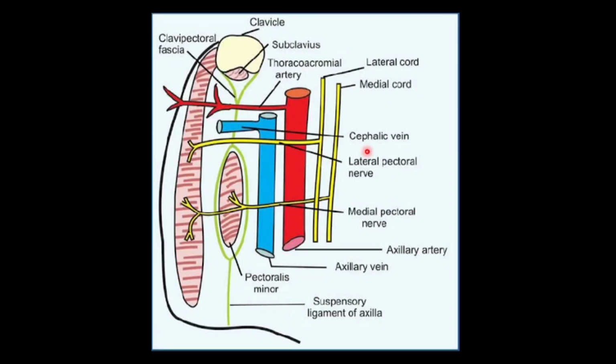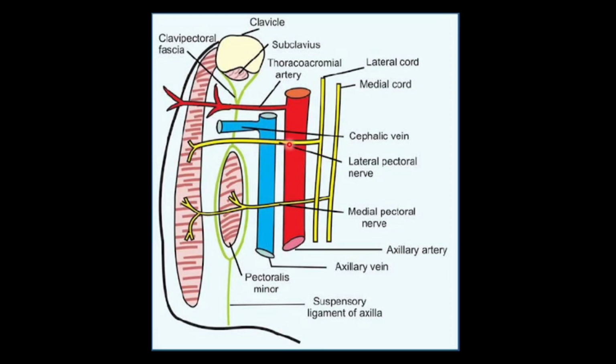This figure you have to learn. You can see the clavicle, the subclavius muscle, the pectoralis minor muscle, the clavipectoral fascia, and the suspensory ligament of the axilla. And you can see the structures that are piercing the clavipectoral fascia. They are the cephalic vein, which drains into the axillary vein, the thoracoacromial artery, or acromiothoracic artery, which is a branch of the axillary artery, and then the lateral pectoral nerve, which is a branch of the lateral cord of the brachial plexus.